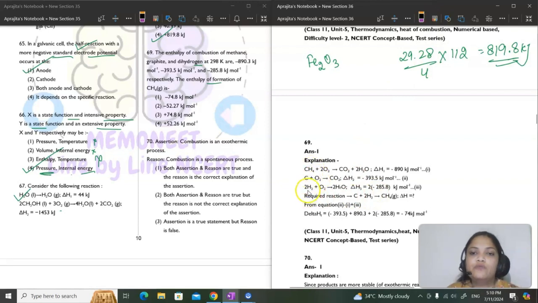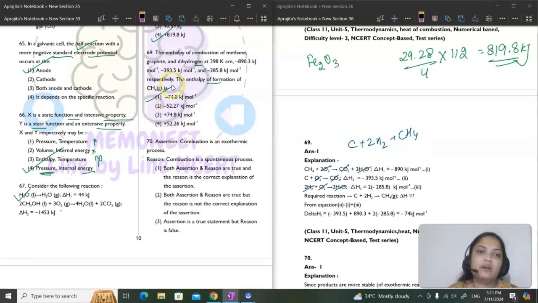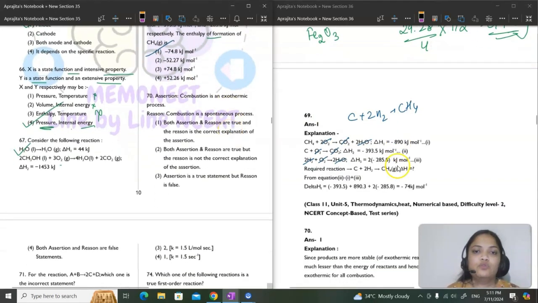Okay, now when you will be adding it, here 2H2 is there, so this 2O2 and O2 will cancel out. Okay, and like when we will be reversing the equation, from here this 2H2O and 2H2O will also cancel out, because we are reversing the first equation. Okay, and from here CO2 and CO2 will also cancel out, so we will be left with C plus 2H2 gives CH4. So the answer will come out to be minus 74.8 kilojoule per mole.